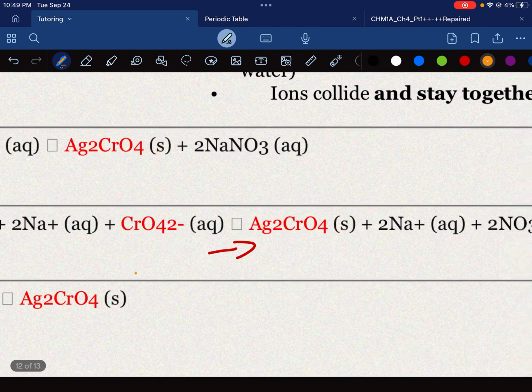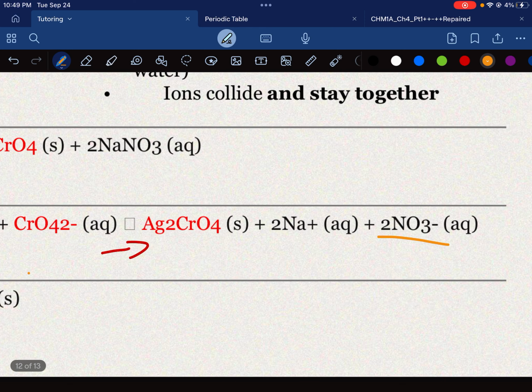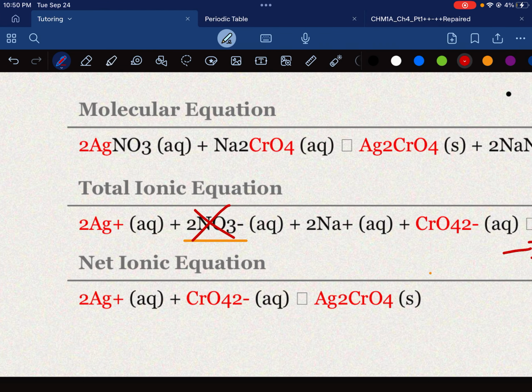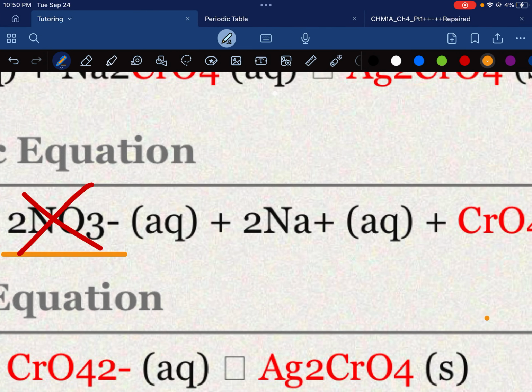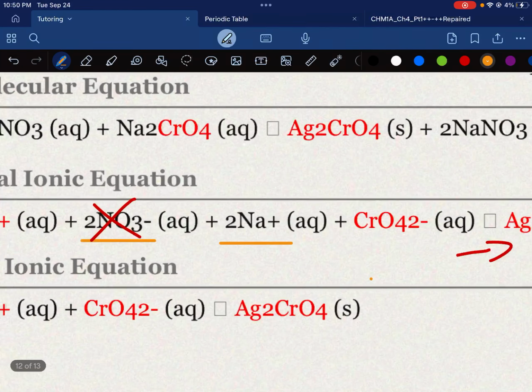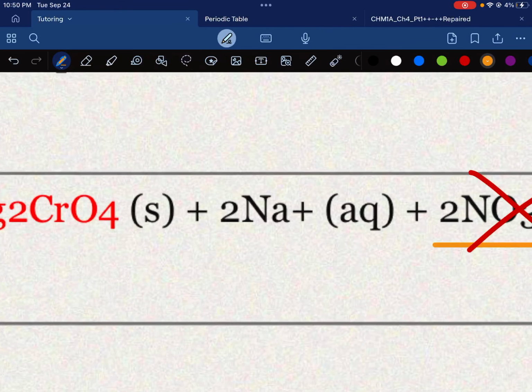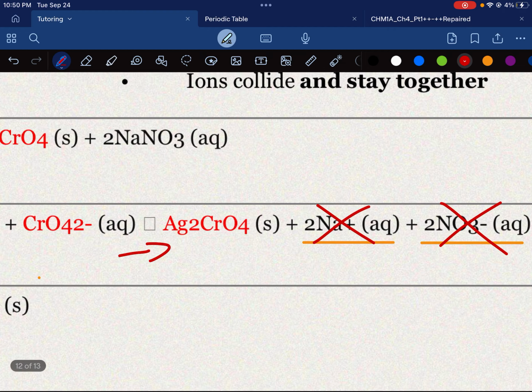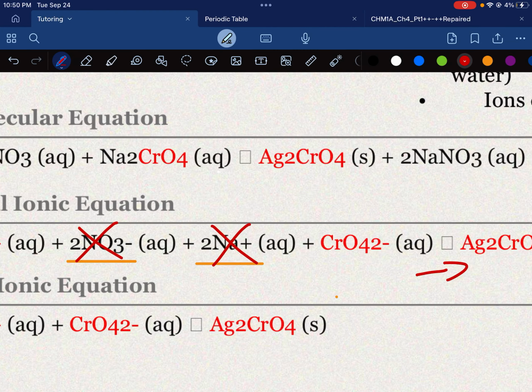How about 2 sodium, positive charge? It exists on the reactant side. Is it going to exist on the product side? It looks like it does. It exists on both the products and the reactants, so we're going to cancel it out. Notice how you don't see 2 nitrate and 2 sodium in the net ionic equation? Because it's the net. Net means total. We cancel them out because they existed on both sides, because they're spectator ions.